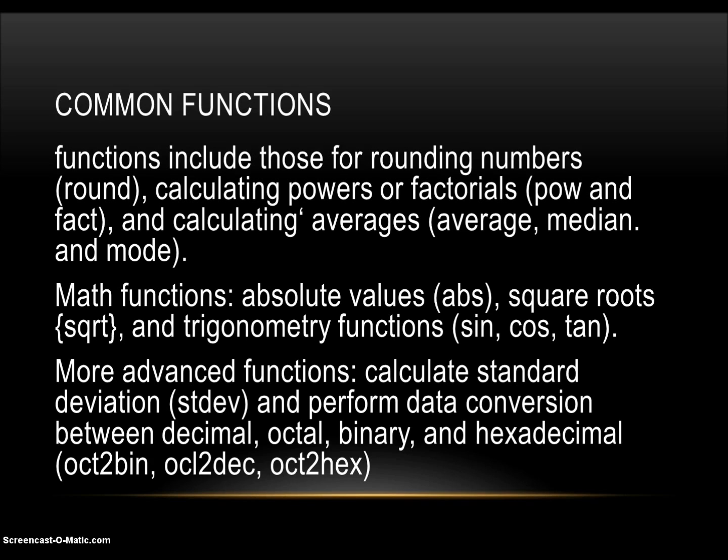Some of the math functions include absolute value, which the code is ABS. In parentheses, you'll see the codes for these different terms. Square roots, which is SQRT, and trigonometric functions, which are sine, cosine, and tan. And you'll have to put parentheses after those also in order to take the sine of whatever value you desire. More advanced functions would be to calculate standard deviation, STDEV, and perform data conversion between decimal, octal, binary, and hexadecimal. You can see what those are there.